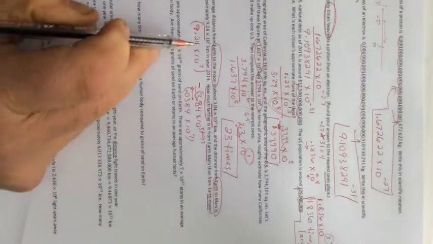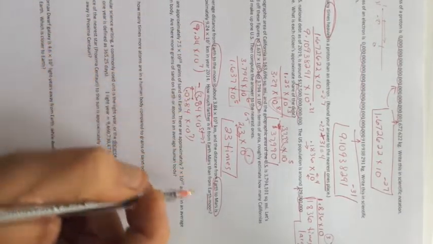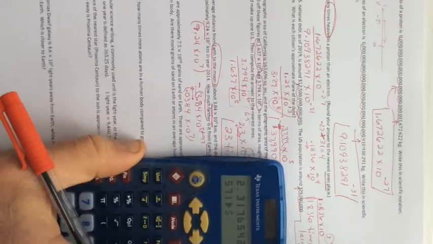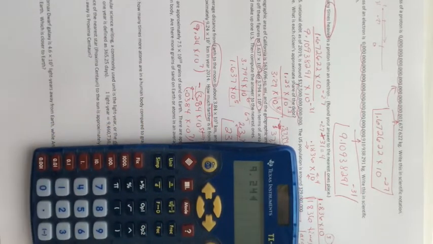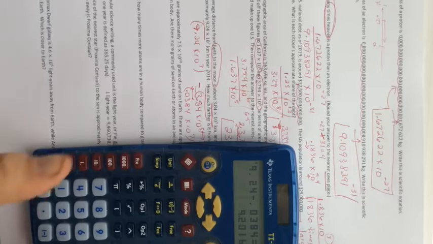Now we can do subtraction. 9.24 minus 0.0384 times 10 to the 7. So let's get the machine for the rest of it. So I need 9.24, subtract 0.0384, 9.2016.